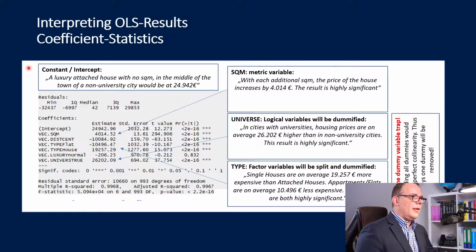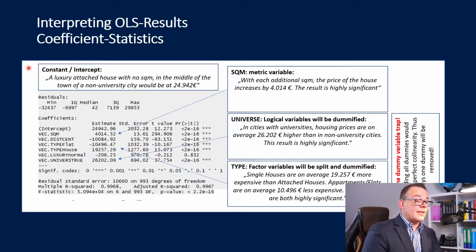Nice! Let us take a look into the coefficient statistics. The coefficient statistics starts with the estimates for the coefficients. So these are the constant and the slopes of the linear function that we are fitting to the data. The intercept here is 24,942. It's euros, so everything here is in euros, because the y-axis is the price of the house, and that's in euro too.